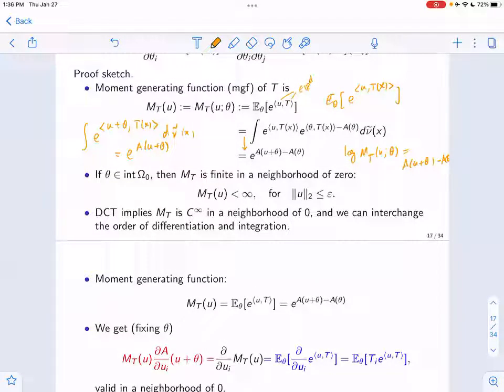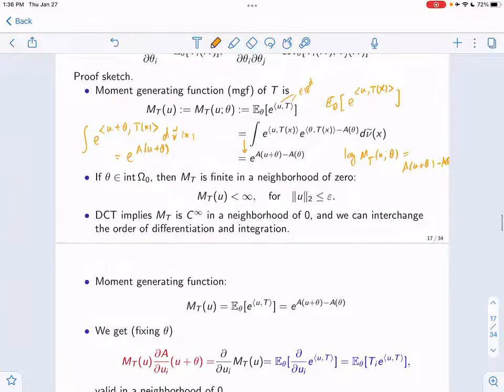The idea in general is that if I take the derivative of this, I know how to take the derivative of this, but this is also equal to that. If I manage to move the derivative inside the expectation, then good things would happen. So the next part is trying to justify why we can do that.